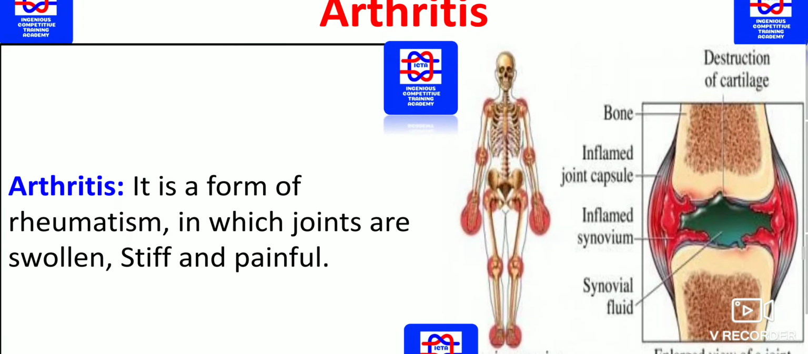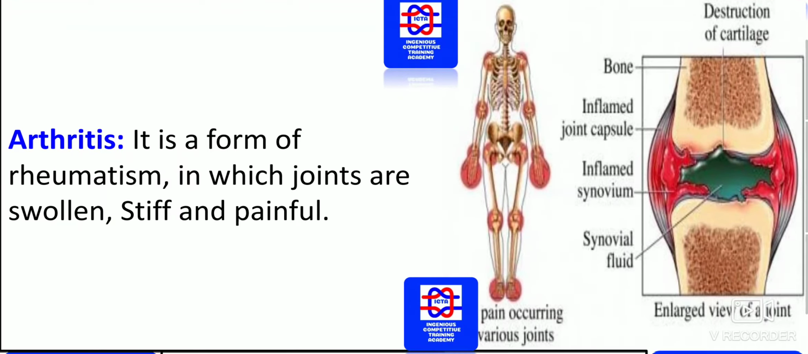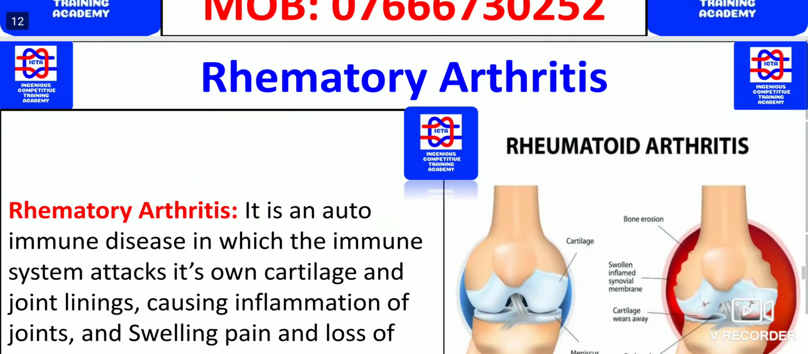In the case of arthritis, we know that arthritis is a form of rheumatism in which joints are swollen, stiff and painful. This occurs mostly in the knees. In this enlargement view, as you can see, the cartilage between the joints is destroyed, and the bone as well as the synovial fluid gets affected and the synovium becomes inflamed. So there you will have pain and you cannot even walk or lift.